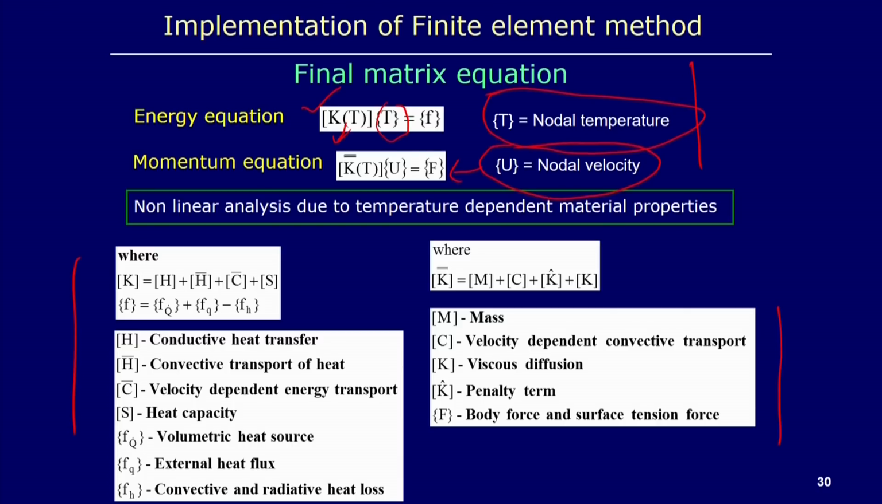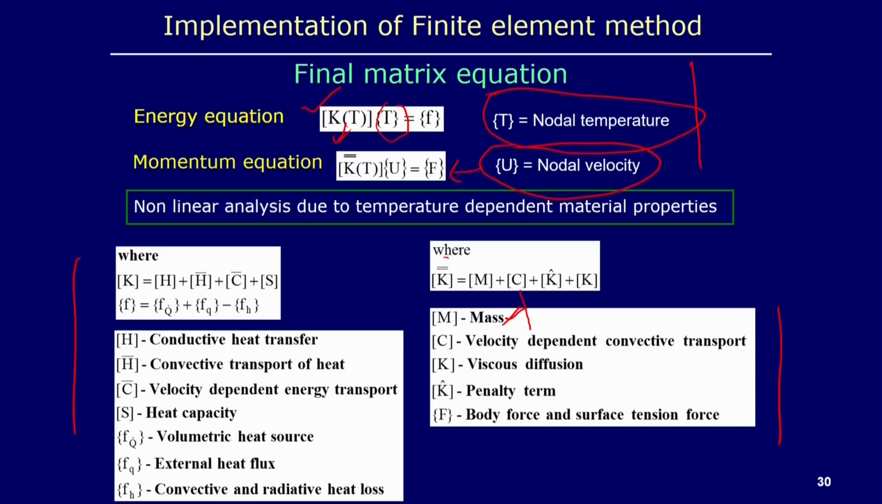So, every component, that means the K matrix, in both cases consists of several other matrix components, and each represents some physical behavior. For example, in the momentum equation, the capital M is the mass matrix from the mass conservation, taking the mass into account. The velocity-dependent convective term is taken care of by matrix C, and the viscous diffusion term is taken care of by K. And the penalty, because in this case we use the penalty finite element method for the solution of the momentum equation.